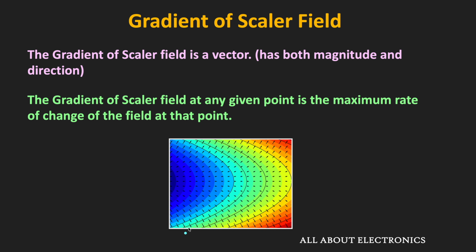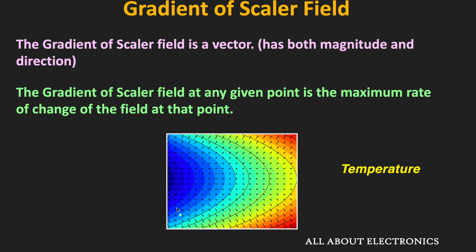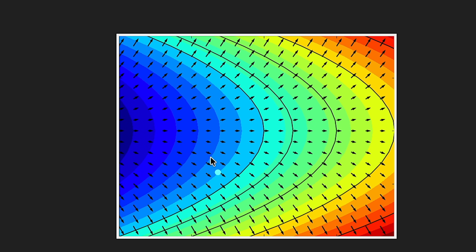And its magnitude defines the rate of change in the scalar field at the given point. So for example, we know that temperature is an example of a scalar field. And let's say this is how the temperature is changing in 3D space. Here, blue represents the colder temperature, while red represents the hotter temperature.